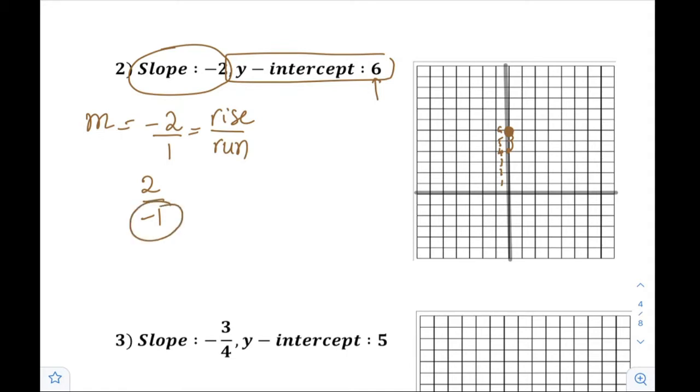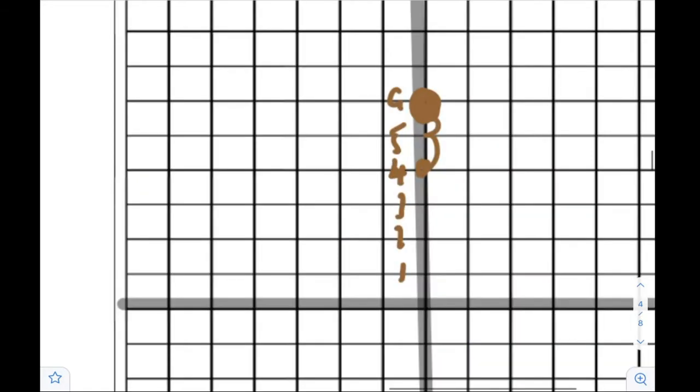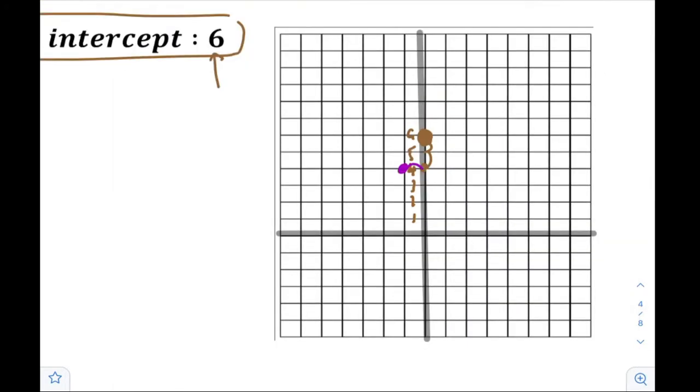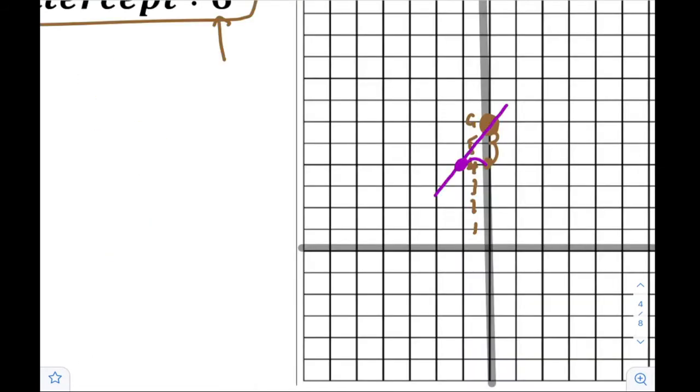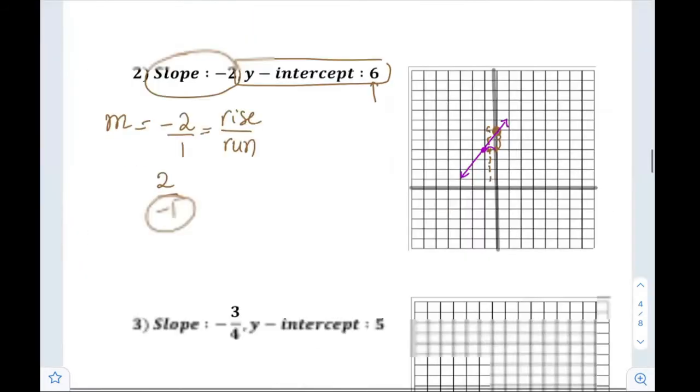Why? Because the run is -1. So I will go to the left from here until here. This is my last point. And I will match. The points should not be as thick as that. We only do it for demo, we don't make them this thick. So I will match. And this is my line, including these 2 points.